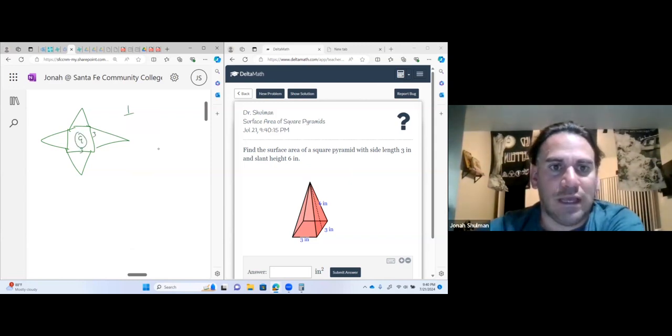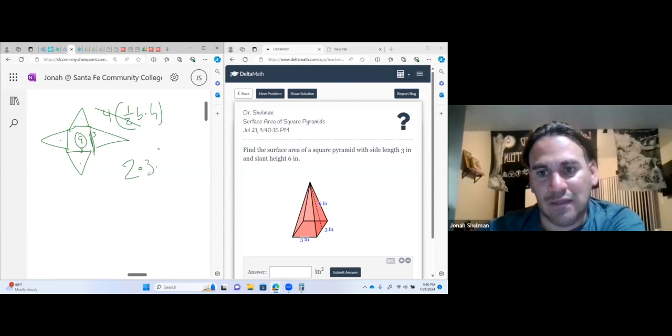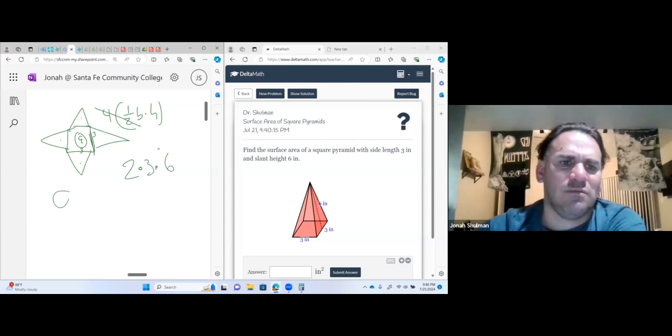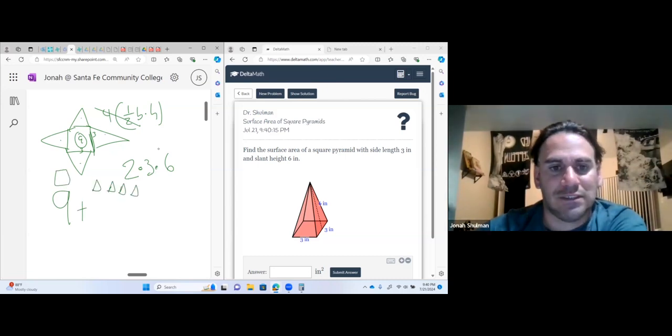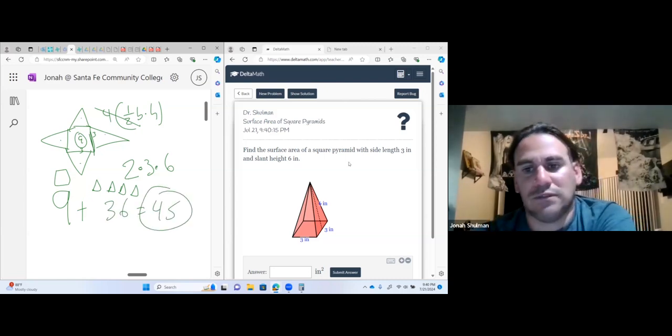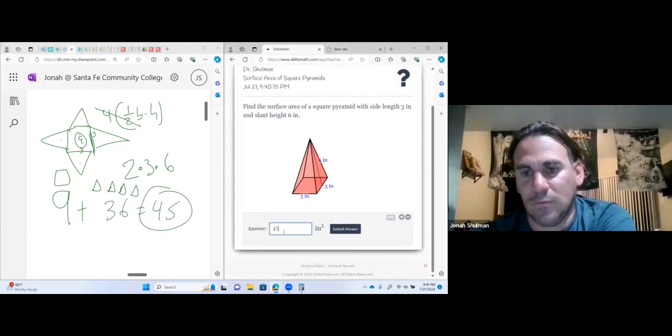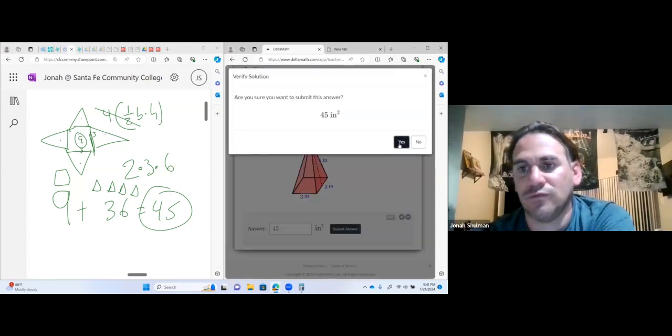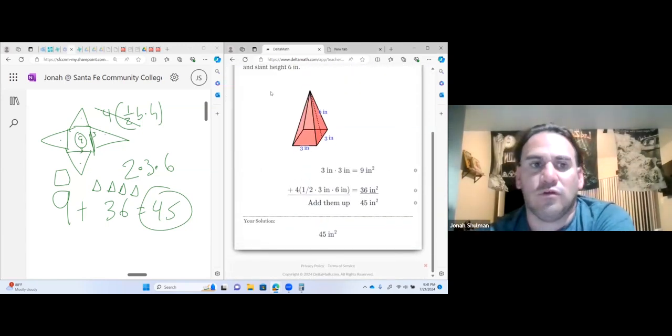And then I have 1/2 base times height. How many do we have? 1, 2, 3, 4. 4 cut in half is 2. The base is 3 and that height is 6. So we know it's going to be 9 for the square plus 4 of these triangles, which is 6 times 6 is 36. 45 is the answer. Notice that it's inches squared because it is a surface area. Beautiful.